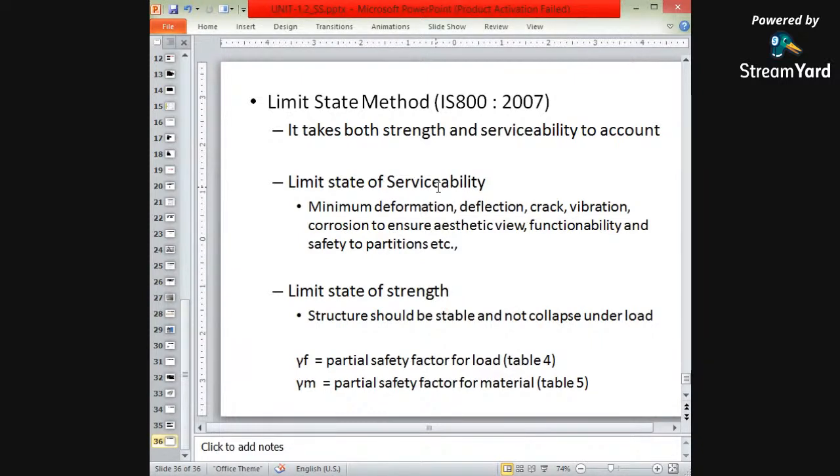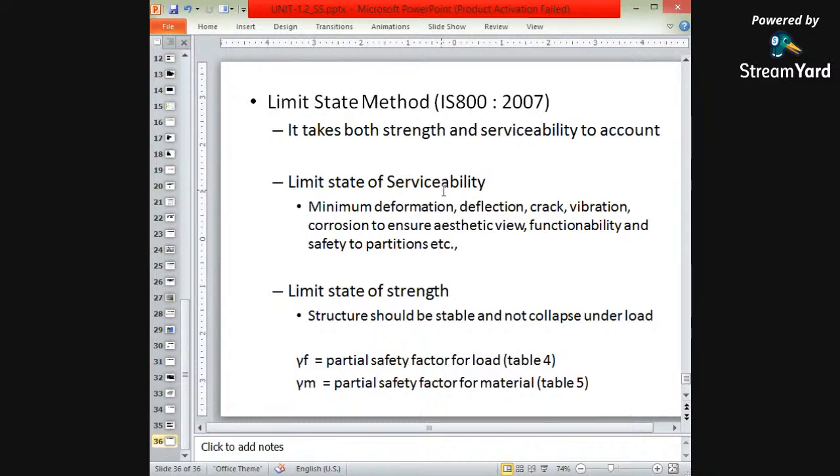What is the limit state method? It considers both strength and serviceability. Serviceability is long life, that is durability. So we will consider strength as well as serviceability by considering the maximum limit. We can apply the load up to a maximum limit throughout the lifespan. So this strength and serviceability concept is considered in the limit state method.